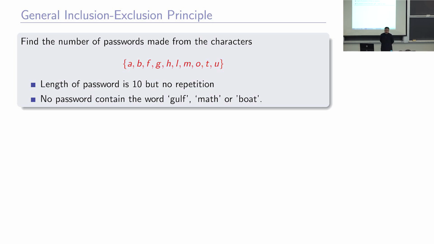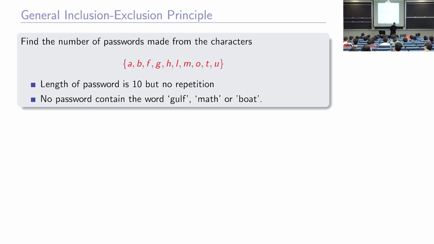Now let's see. Among those passwords, count all passwords with no repetition. Among these passwords, find the number of passwords that do not contain the word gulf. Again, we can imagine 10 boxes. So our first case would be that gulf is present at the very first place, and then we can imagine that we have 6 possible choices for the rest of the boxes.